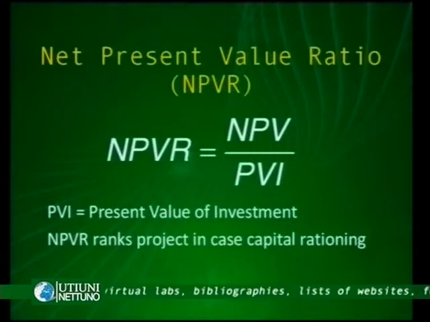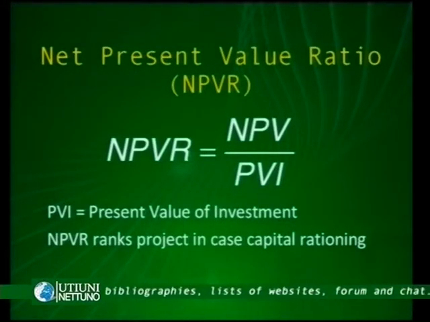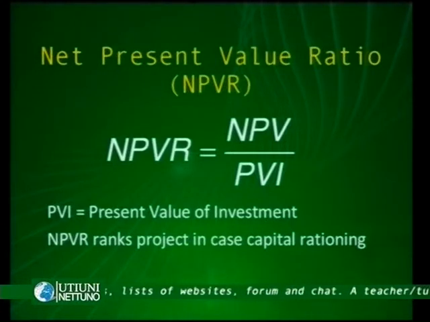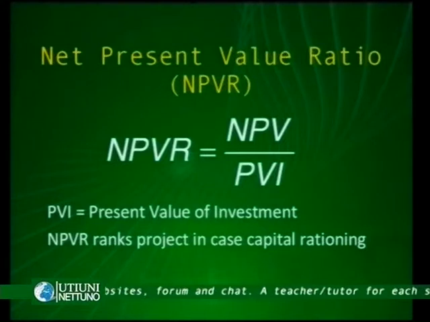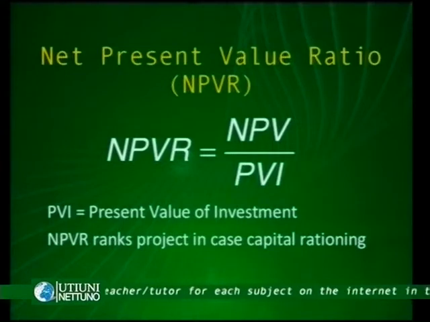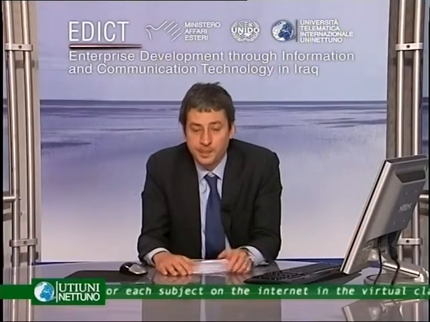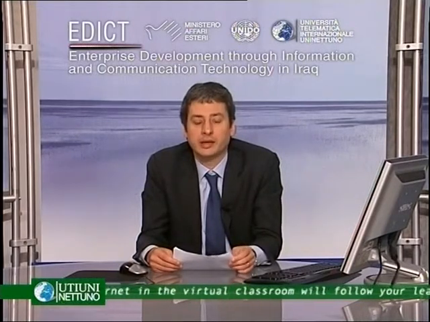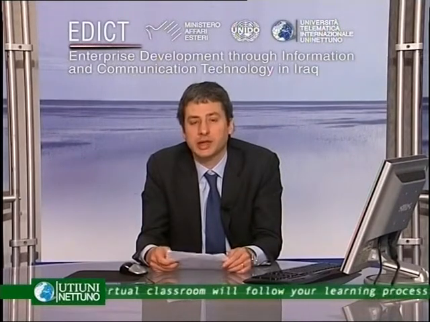The net present value ratio is used in very specific circumstances. That is the case where we have to rank projects in presence of capital rationing. So what does it mean? It means that there can be situations where we have to make decisions among different projects, but we have limited resources. So we cannot invest more than a given amount, so we have a financial constraint. And it can happen that, for example, we have more projects with positive NPV than those that we can fund given the initial financial constraints.